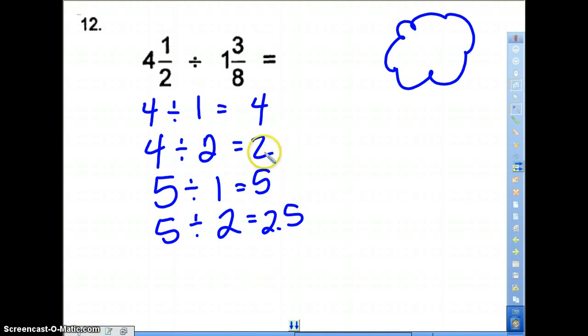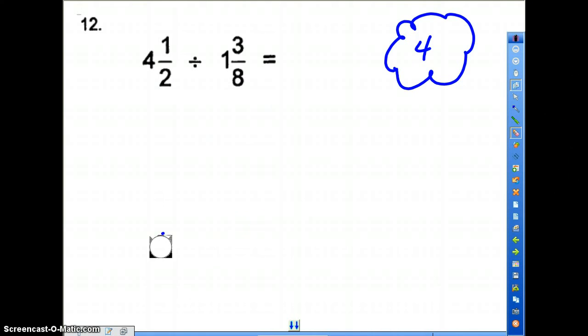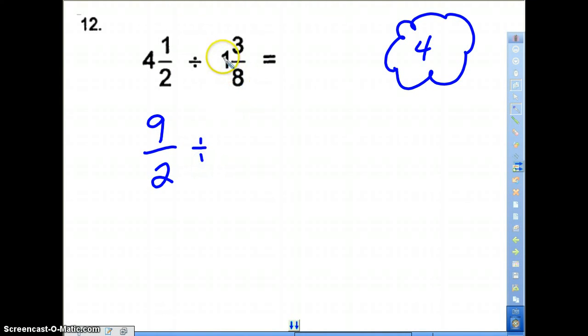So my high is 5 and my low is 2. I'm going to predict my answer somewhere at about 4. This is what I see a lot of kids not doing, and coming up with really crazy answers. Dividing fractions is easy as pie. Flip the second one and multiply, but you have to change these to improper first. So 4 times 2 plus 1, 9 halves, divided by 8 times 1 plus 3, that's 11 eighths.